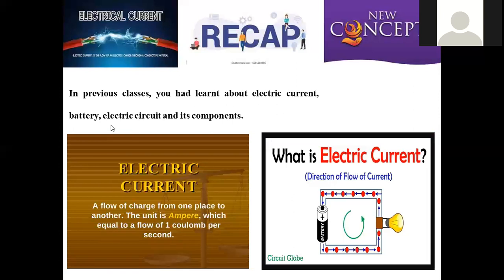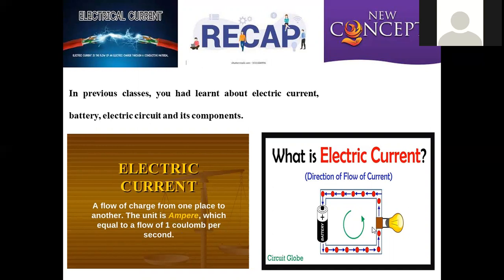In the previous classes, you had learned about the electrical current and also battery, electric circuit and its components. What is meant by electrical current? How is the current passage possible? The flow of charge from one place to another place, the unit is amperes, and 1 coulomb per second is called electrical current. So just when we switch on, the illumination of the bulb is possible, and movement from one region to another region is possible, which is measured in amperes, and 1 ampere is exactly equal to 1 coulomb per second. So this is denoted as electrical current.